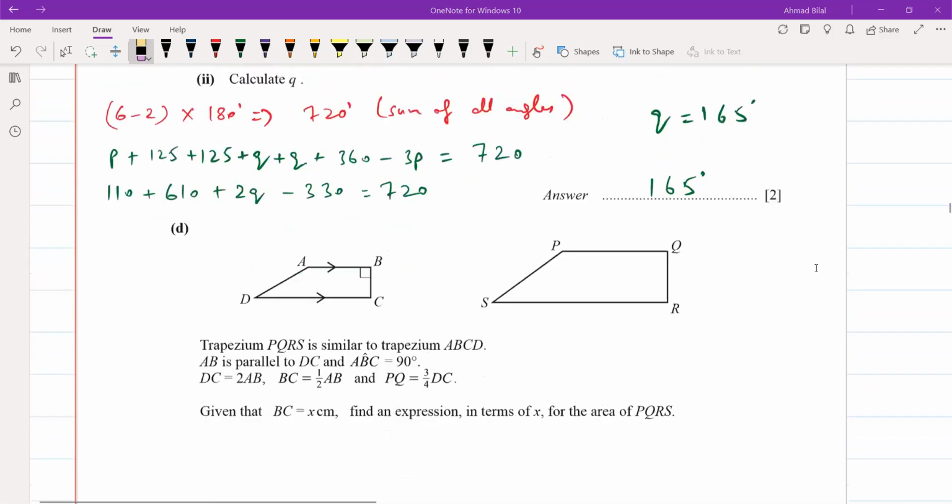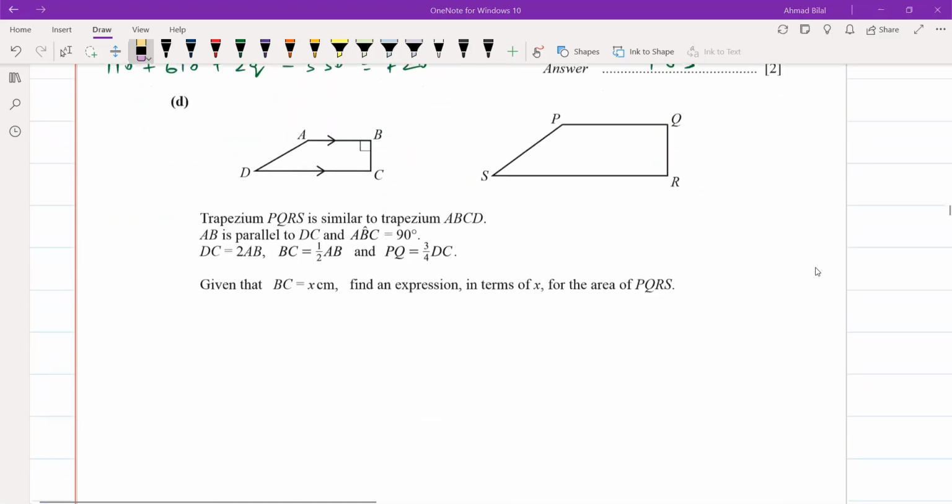Acha. Part D of this. Acha. Now we have a trapezium that's PQRS. It's similar to trapezium ABCD. So these trapeziums are similar. AB is parallel to DC and ABC angle is 90 degrees. इसने हमें कुछ information यहाँ पे दी है. DC is 2 times AB. So ये जो नीचे वाली length है, it's 2 times the length above.